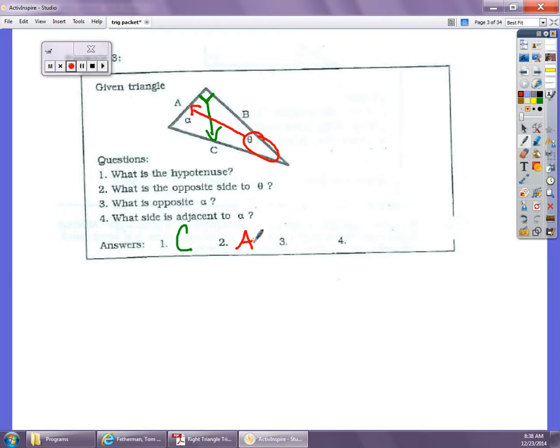And what is opposite of the angle A? Here's our angle A. Opposite angle A is over here, which is B. And which side is adjacent to that? Adjacent is right here next to that reference angle, which is A.